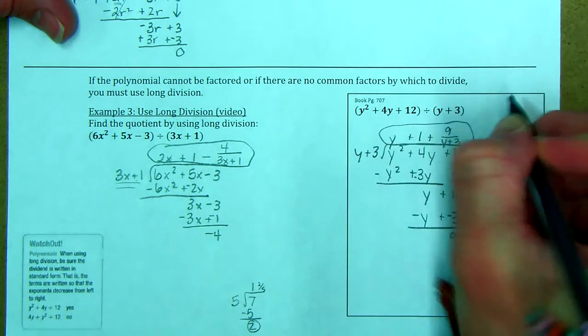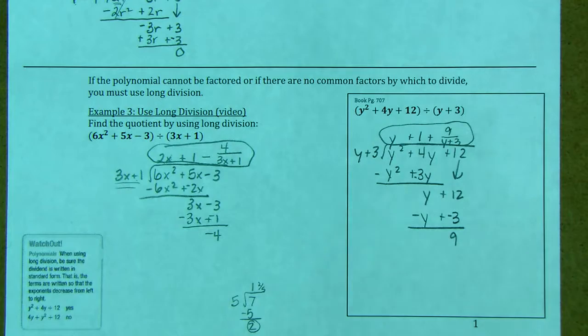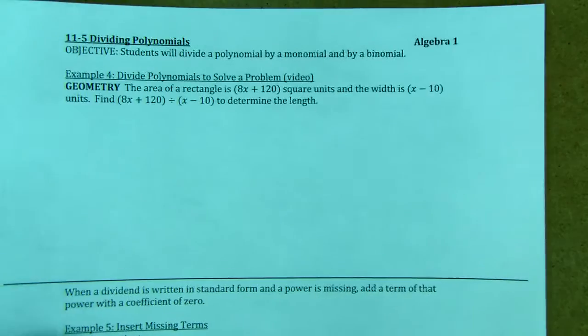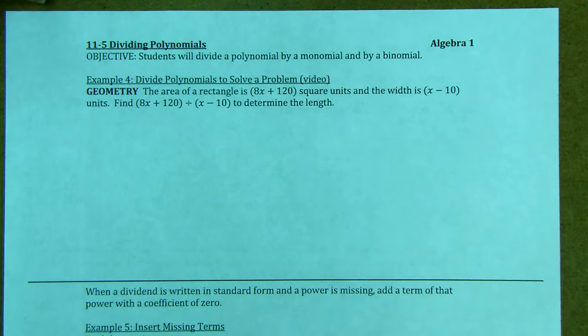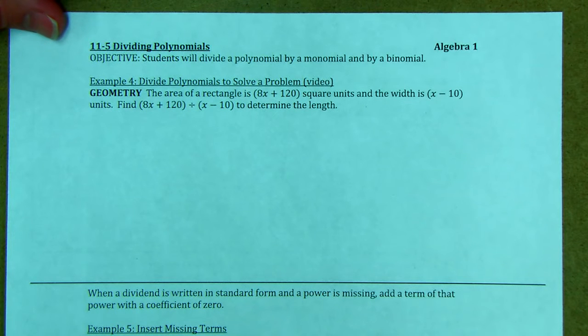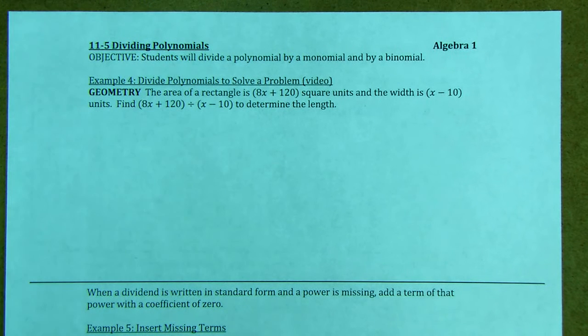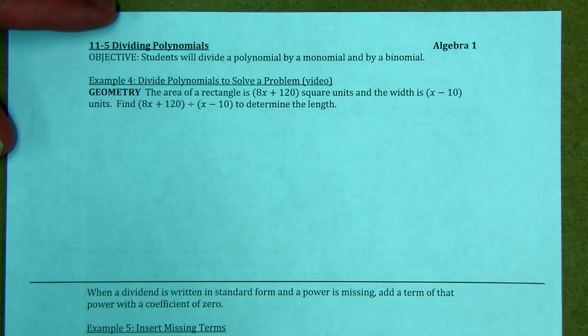We're going to show you a word problem here. So take a look at this one. It says divide polynomials to solve a problem. In geometry, if we have a rectangle, the area is 8x plus 120. The width is x plus 10. Find 8x plus 120 divided by x minus 10 to determine the length.